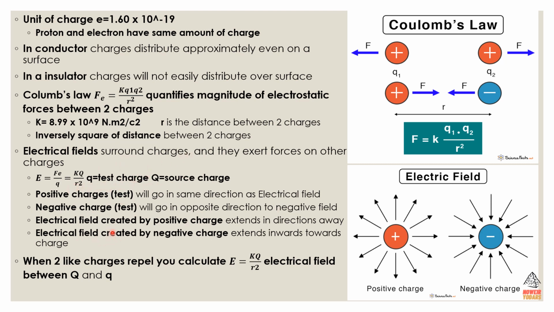An electrical field created by a positive charge extends outwards, away from the charge, but an electrical field created by a negative charge points inwards. So that's what I want you to take away: with a positive charge, the field spreads out, but with a negative charge, the field goes inwards towards the charge. That's how electrical fields work for positive and negative charges. When two like charges repel, we calculate the electrical field, K Q divided by R squared, between the source and the test charge.